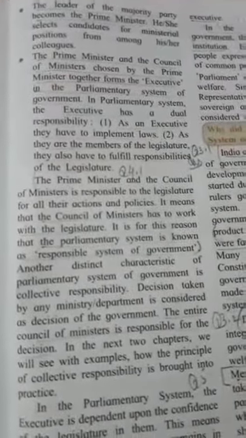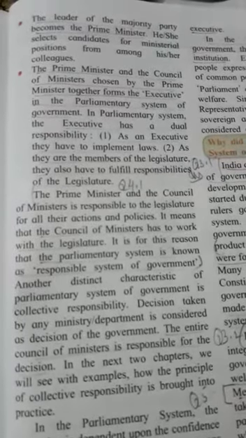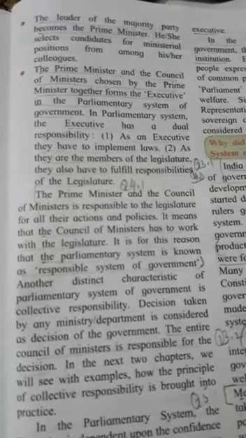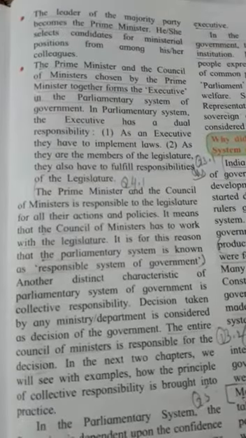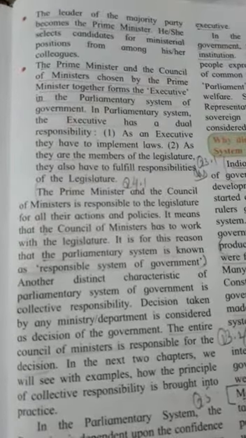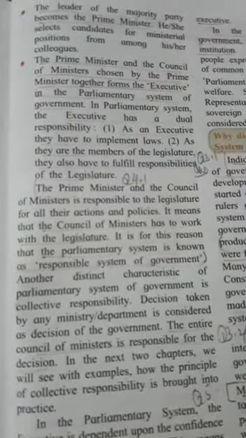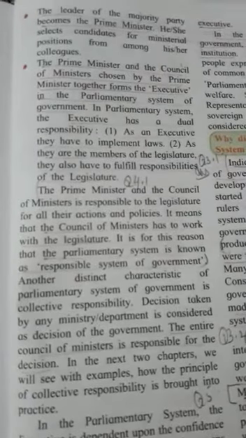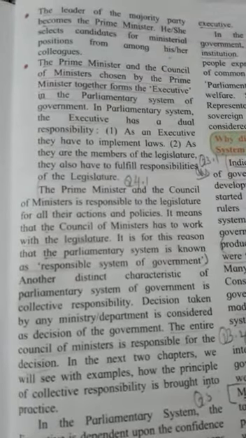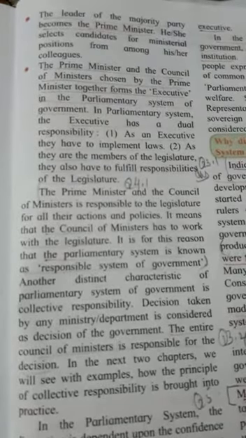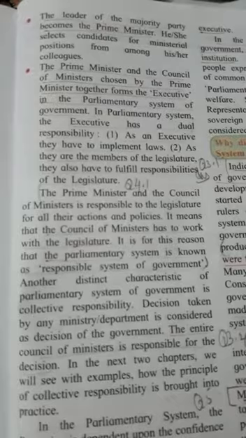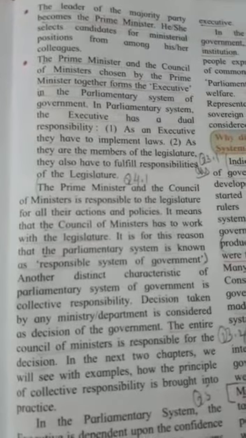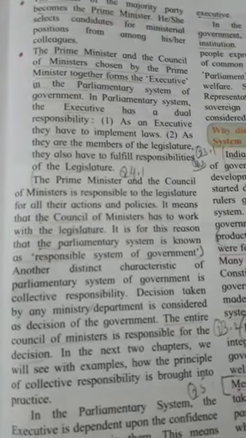A leader of the majority party becomes the prime minister. He or she selects candidates for the ministerial position from among her colleagues. The Prime Minister and the Council of Ministers chosen by the Prime Minister together form the executive in the parliamentary system of government.